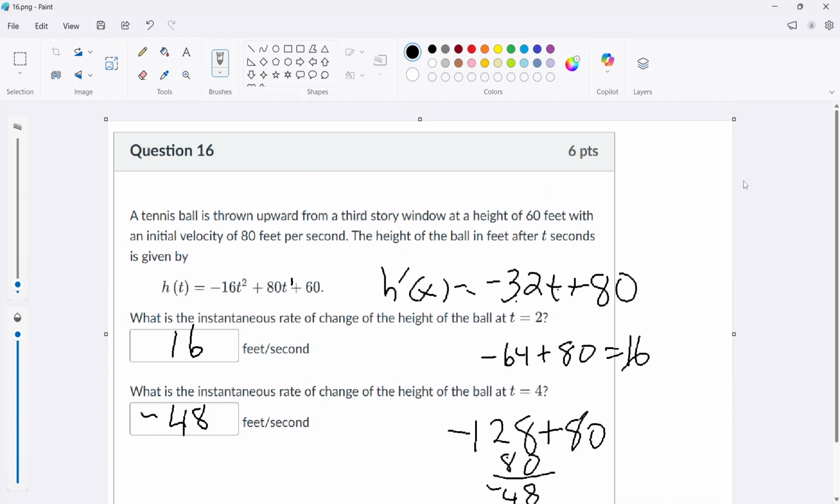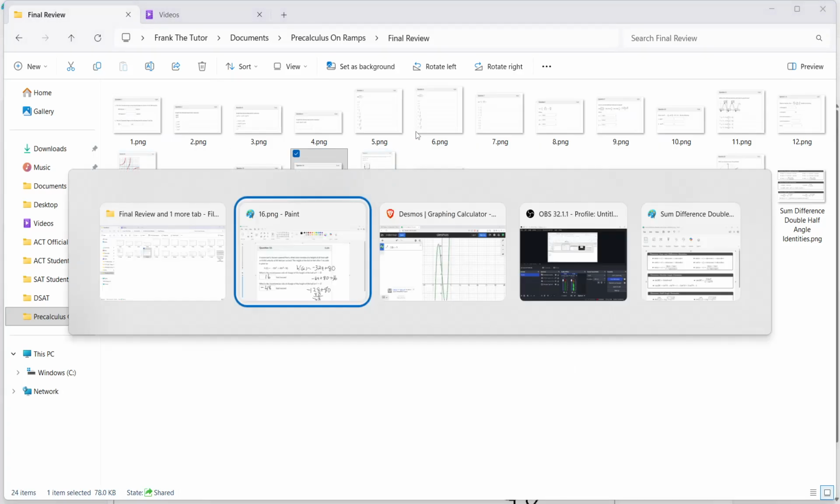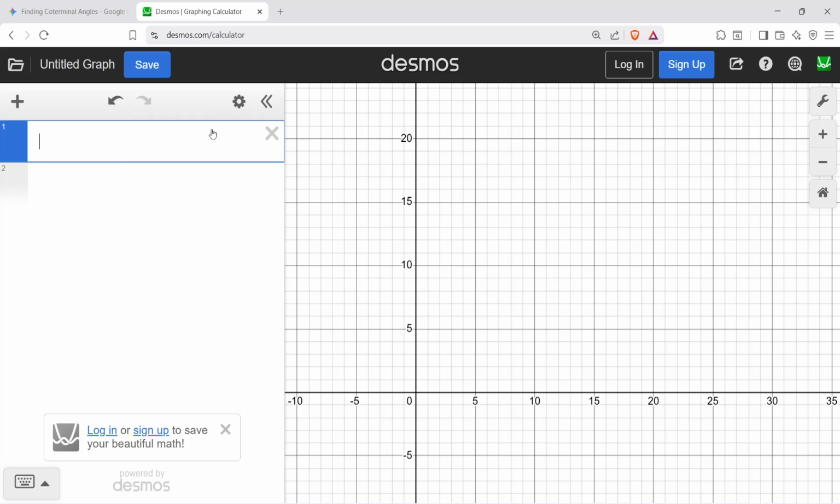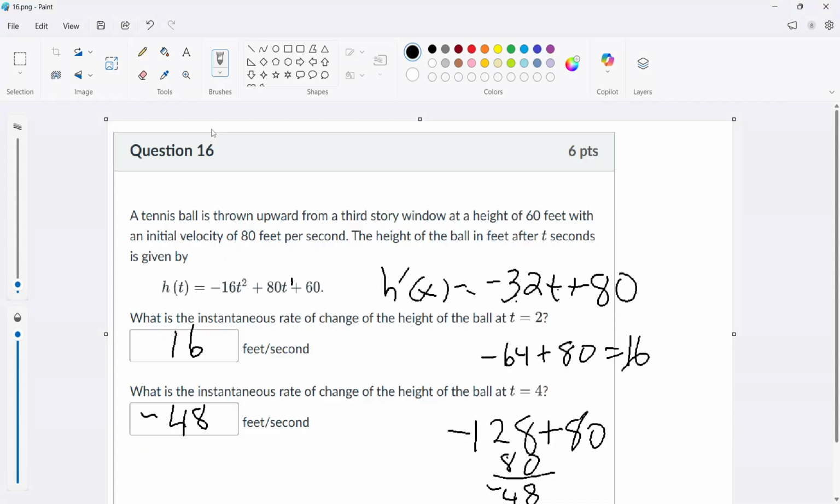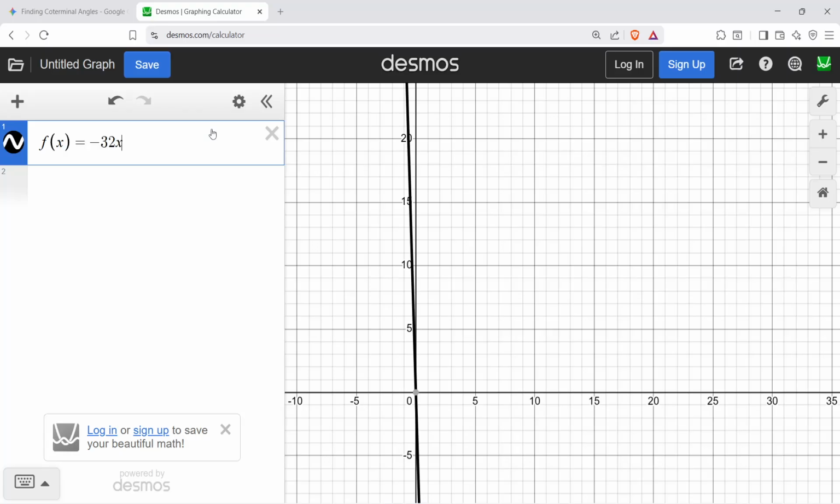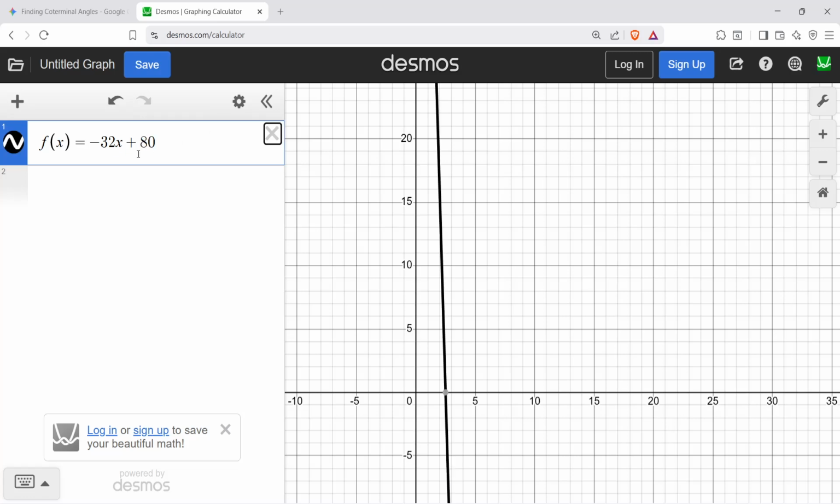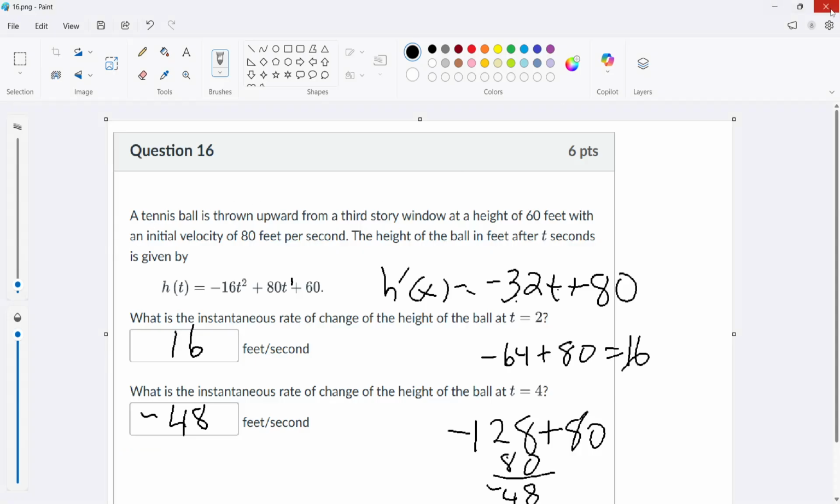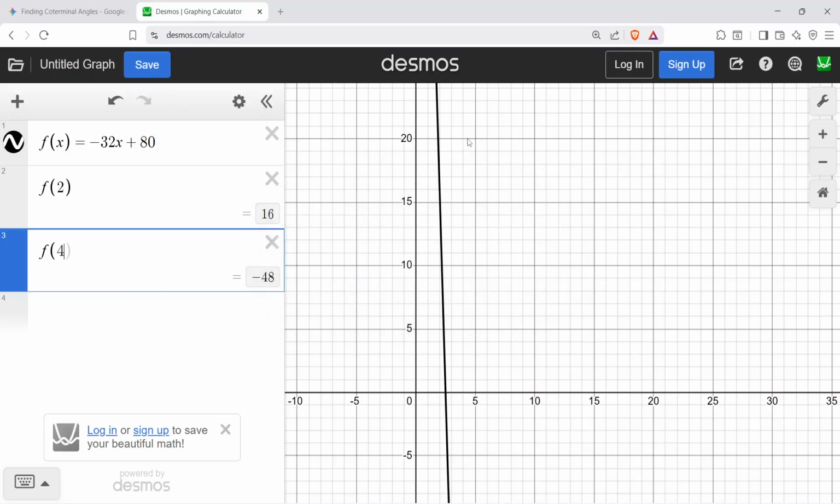And that's it. Now, you could check this by putting in the derivative and seeing what the values are at t equals 2 and t equals 4. Let me do that. I'm going to put the derivative function, I'll just call it f of x in mine, and I'll say equals negative 32x plus 80. And then I want f of 2. Yes, it's 16. And I want f of 4 equals negative 48. Okay, so that's that one. 14, 15, and 16 on the review. Done.